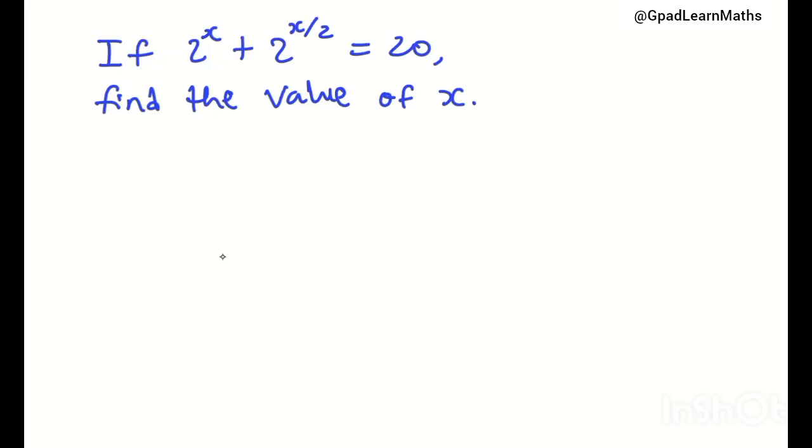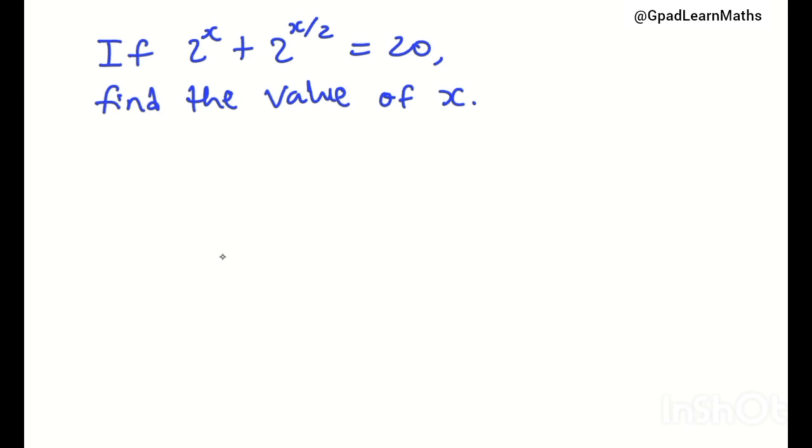This question says if 2 raised to power x plus 2 raised to power of x over 2 is equal to 20, find the value of x. There is a way we can convert this to a quadratic equation. This is exponential, but it's going to be easier for us if we convert it first to a quadratic equation. Solve it and then get the value of x.